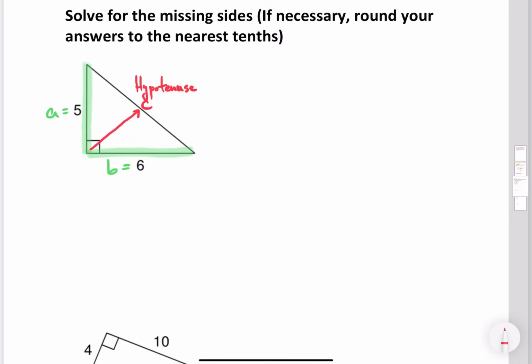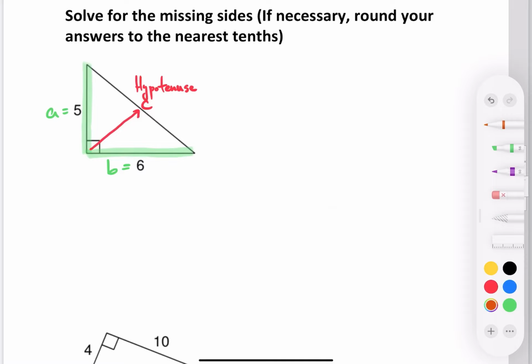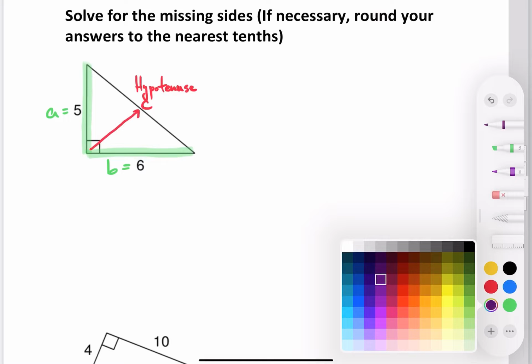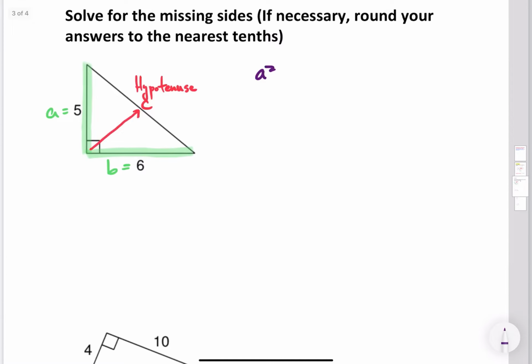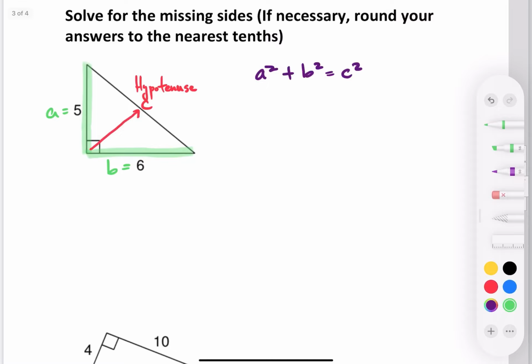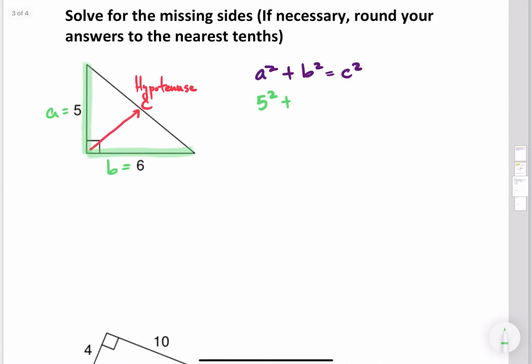So in this particular case, we're missing C, and that's what we want to solve for. So now we're going to go ahead and use our formula, the Pythagorean theorem, which stated that A squared plus B squared is equal to C squared. Now that we know what A and B are, all we have to do is substitute. A is 5, so 5 squared, plus B squared, which is 6 squared, is equal to C squared, because we don't know what C is.